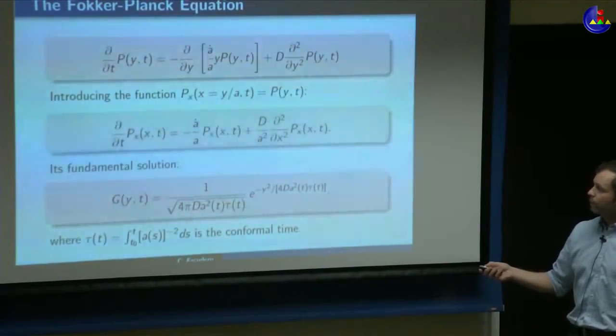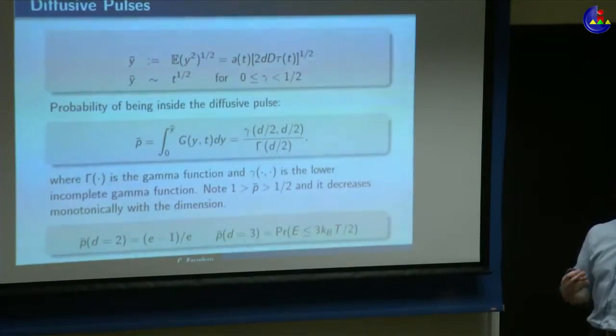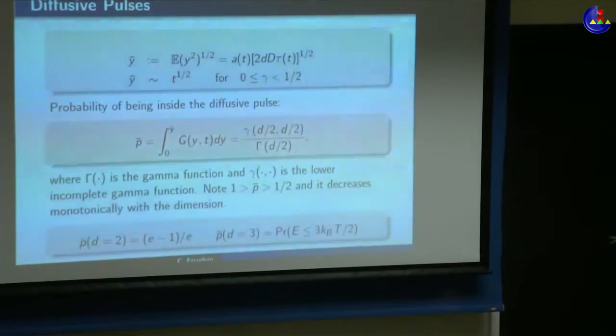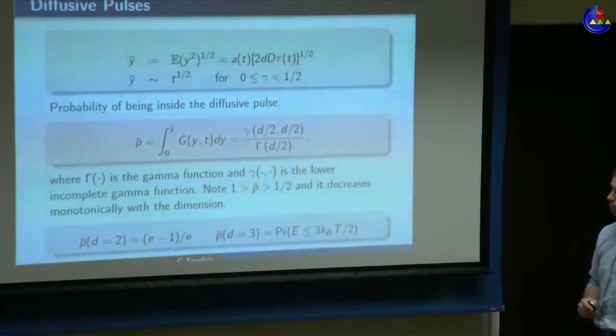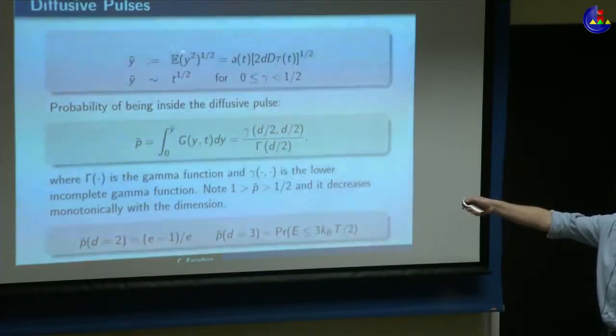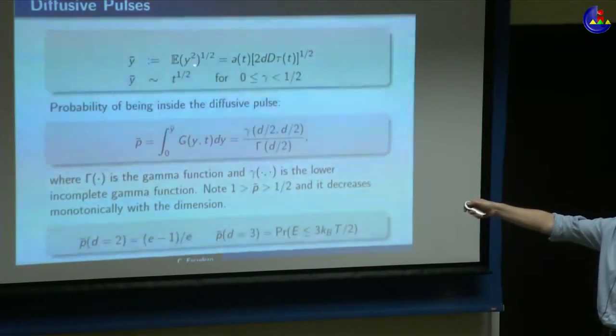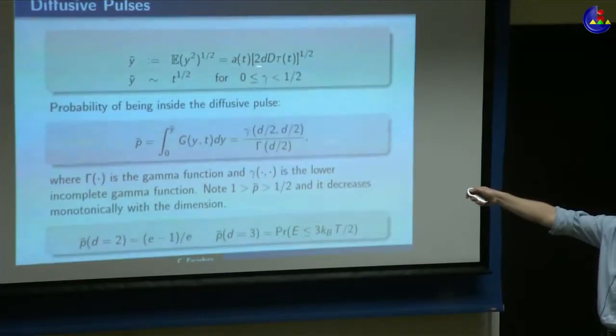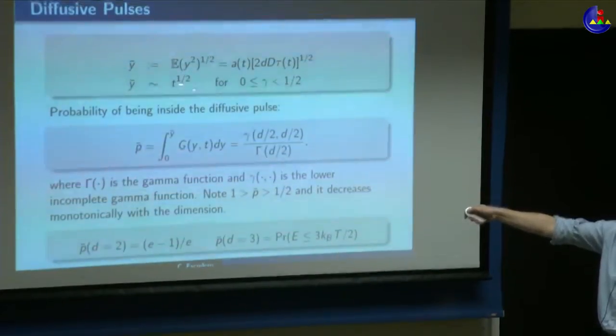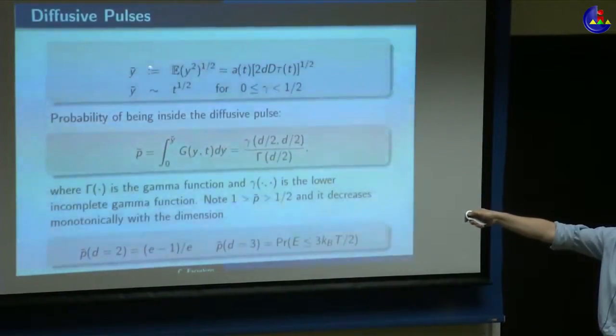Good, so we have a well-posed model, we have the exact solution. So what can we do with the exact solution? What can we learn from the exact solution? We can calculate, for instance, the standard deviation, exactly. It's given by this value here. And note that this is for any dimension. This little d is the space dimension.